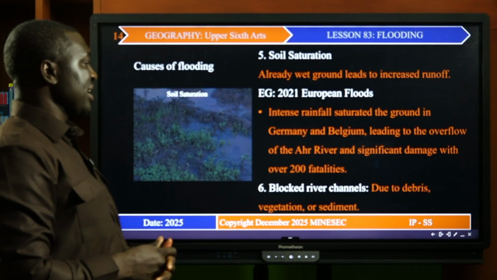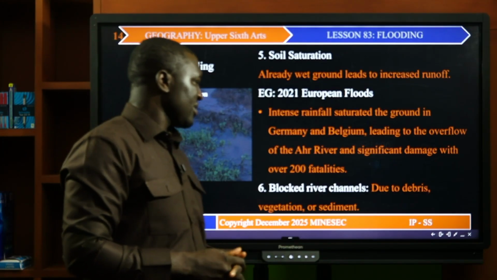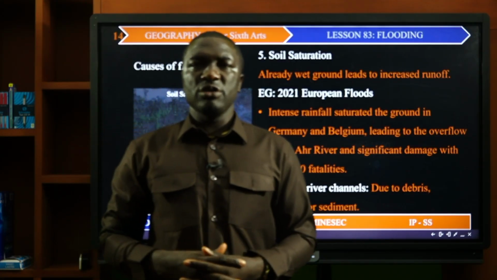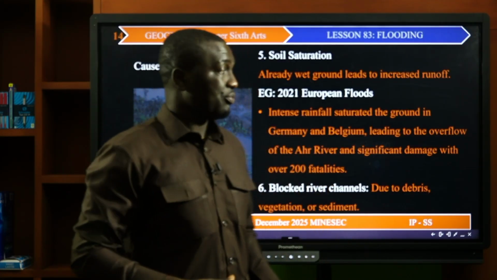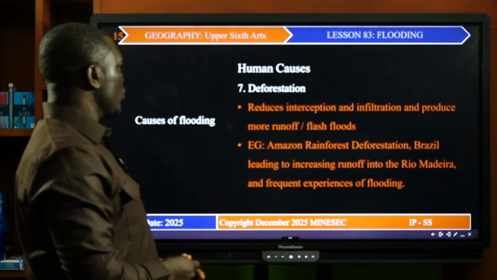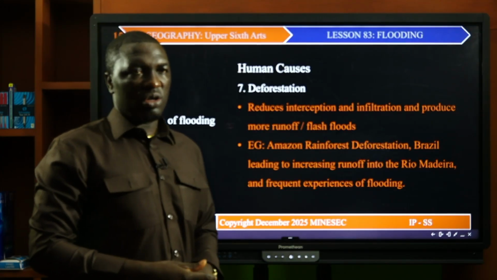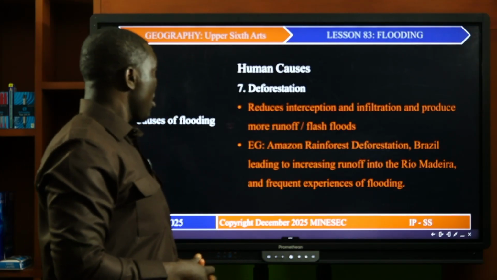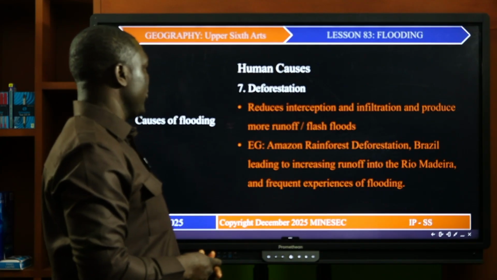Blocked river channels due to debris and vegetation sediment. Now we move to the human anthropogenic causes of floods. The first is deforestation.